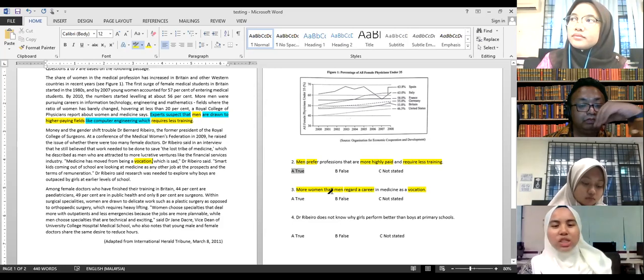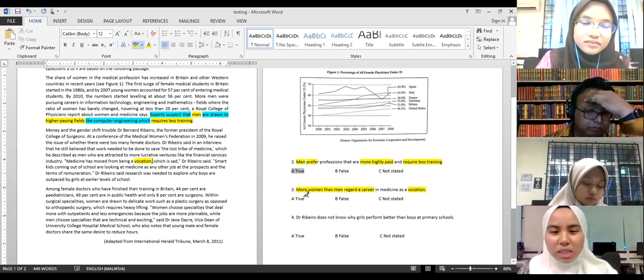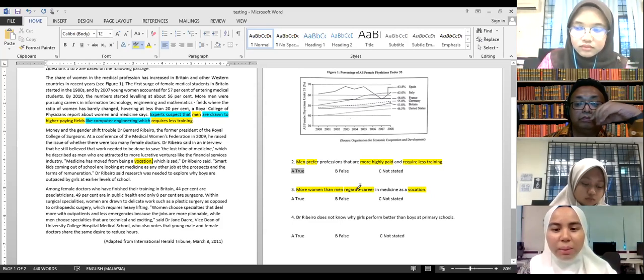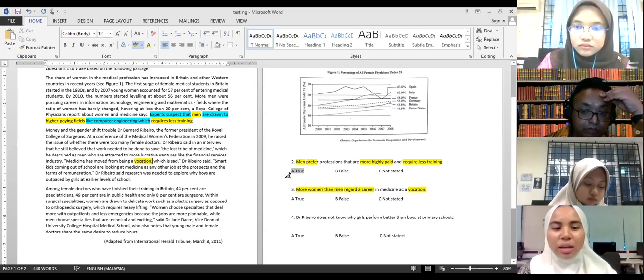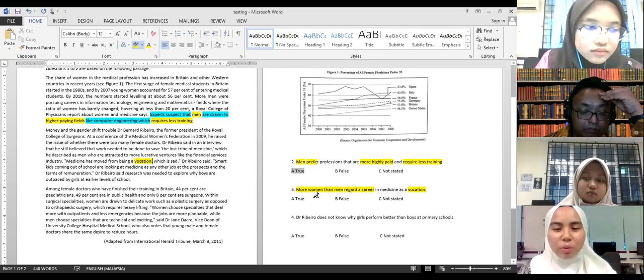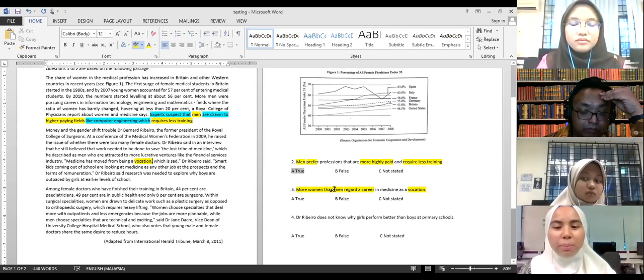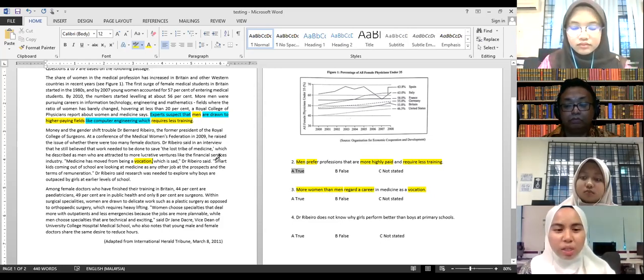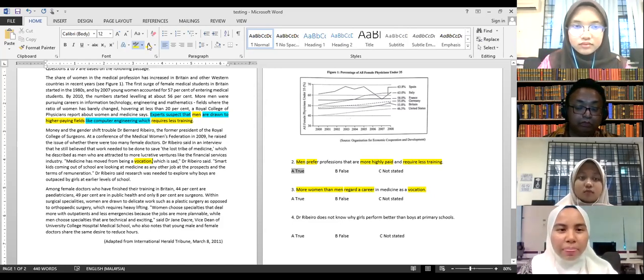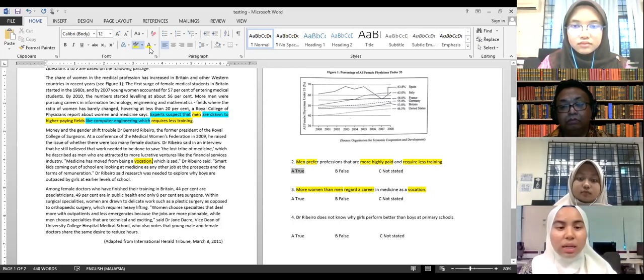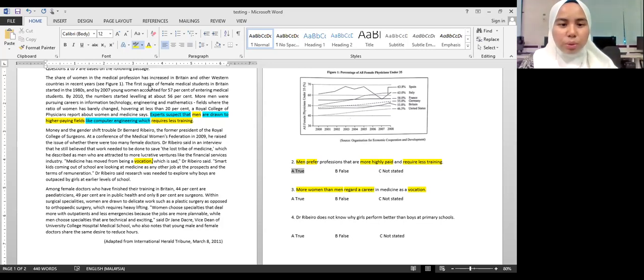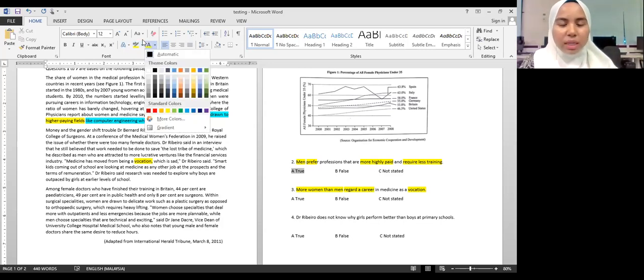So it does not mention here at all that more women than men regard a career in medicine as a vocation. We cannot find any information related to it. This is why, if you cannot find one or more pieces of information that you have highlighted in the question in this text, that means the answer is not stated. So the answer for B is not stated.